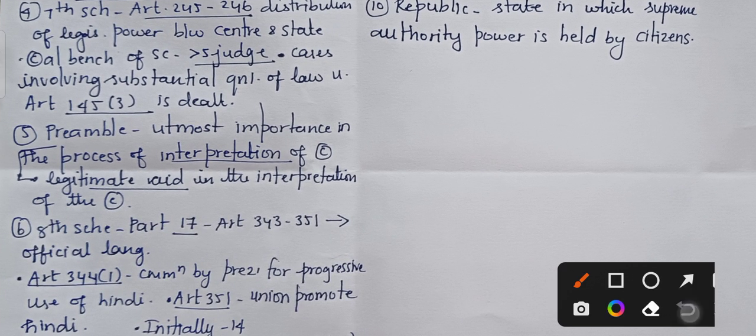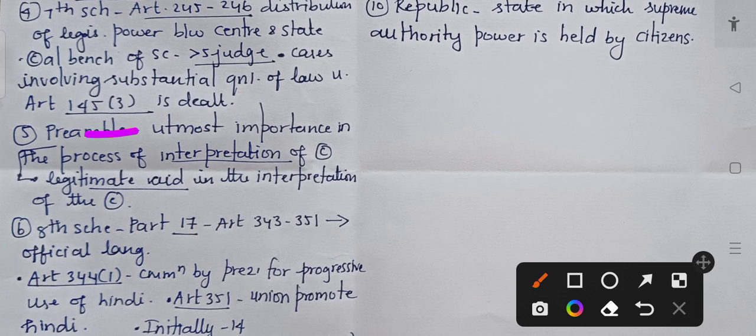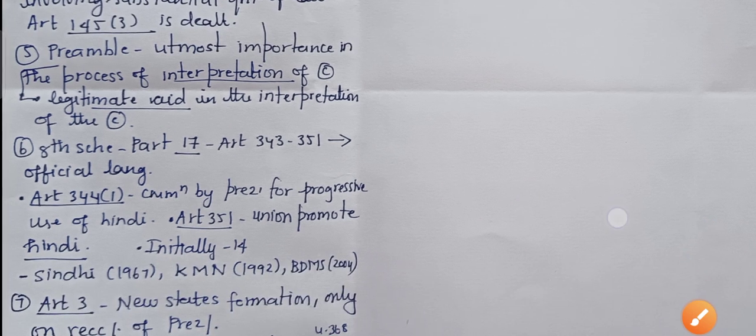The next fact is about the preamble. The preamble is the most important in the process of interpretation of the constitution. Even while the Supreme Court is pronouncing a judgment, they refer to the preamble. It is a legitimate aid in the interpretation of the constitution to know the vision of our constitutional forefathers, right?